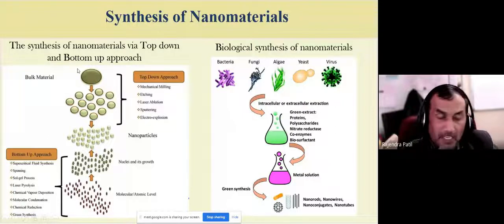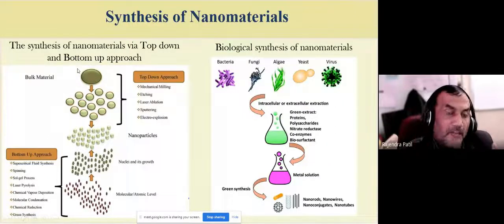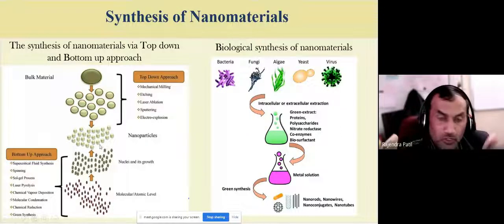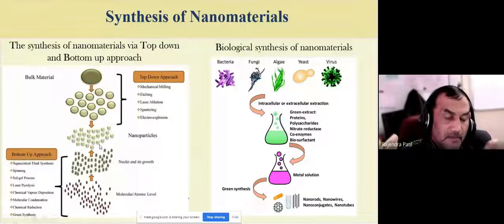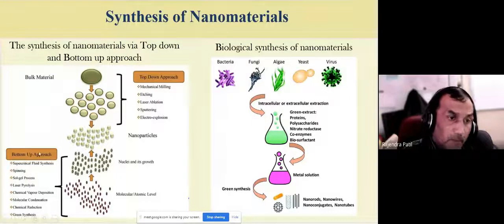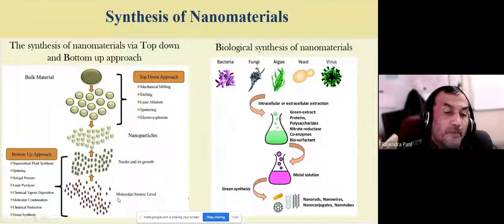So a bulk material, a huge material, with the help of all these physical processes, can be converted into small structured material, nanomaterial. This is called top-down. That is, a bulk is converted into small tiny structures. A bottom-up approach starts with the atomic or molecular level. What does it mean? The bottom-up approach starts with the salts of that metal or molecules of that compound.